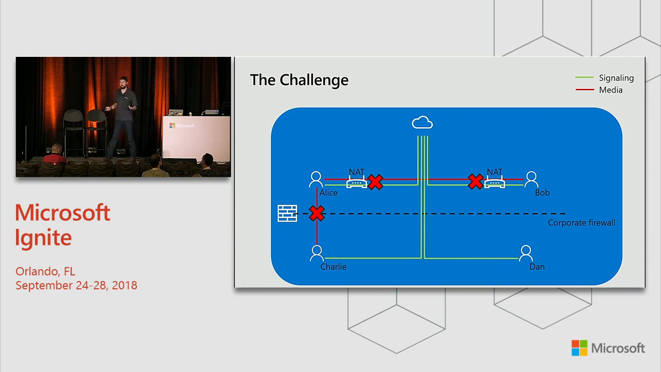Signaling, still not a problem. Talking to Charlie, not a problem. Him talking to Bob, to Alice, new problem. So how are we going to solve for this?